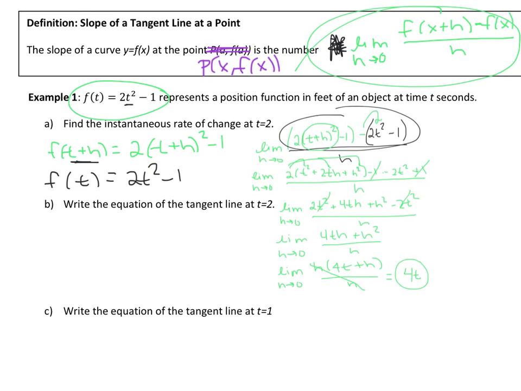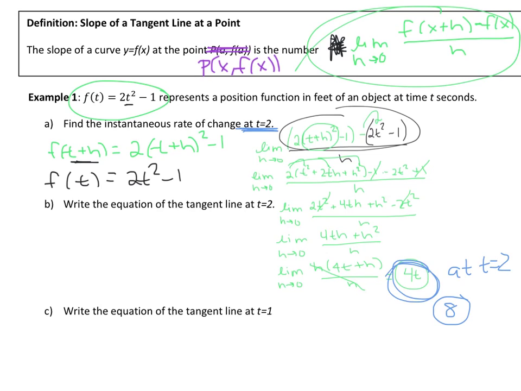If I go back to the question, it says find the instantaneous rate of change at t equals 2. Right? It doesn't say wherever you want. That's not a good color. There, that's an ugly color. Okay, right here, t equals 2. That's what we needed. Here I have the instantaneous rate of change as a function of t. I don't need it as a function of t. I need 4t at t equaling 2. So I know then my instantaneous rate of change is 8, meaning the slope of my tangent line is 8.